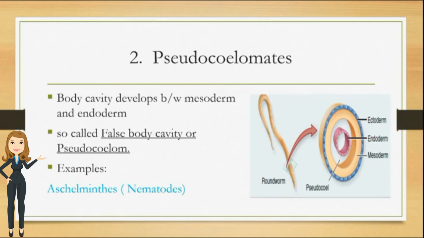Now, the second is the Pseudocoelomates. This group of organisms possesses a false cavity. That means a body cavity exists, but that body cavity is not at an exact location. That means that it is between the mesoderm and endoderm. So this type of body cavity which is between mesoderm and endoderm is called false body cavity. Nematodes are included in Pseudocoelomates.